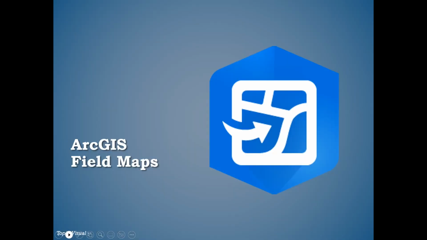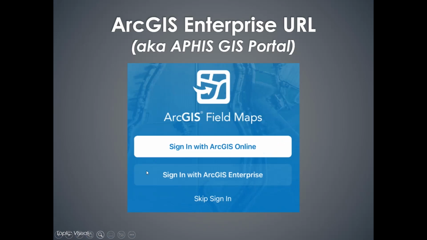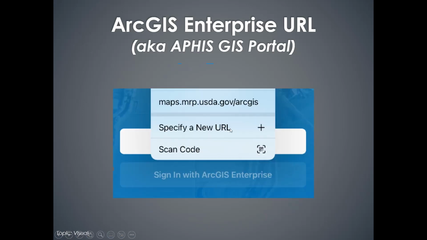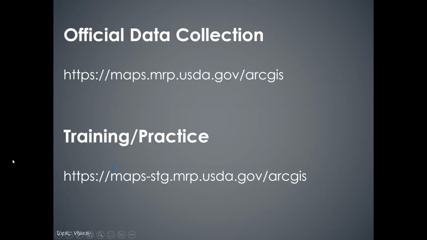So Field Maps starts off by asking you to sign in. You're going to get this screen. You want to choose sign in with ArcGIS Enterprise. And then you're going to have to specify a new URL, tap specify a new URL, and type in with care that URL. However, as you can see here, Field Maps does try to help you out. So if you've previously typed in a URL, it will hold on to that for you to choose from, and you can just tap the URL. We want to be especially careful of which URL because we have 2 where we host maps that help you with SLF surveys.